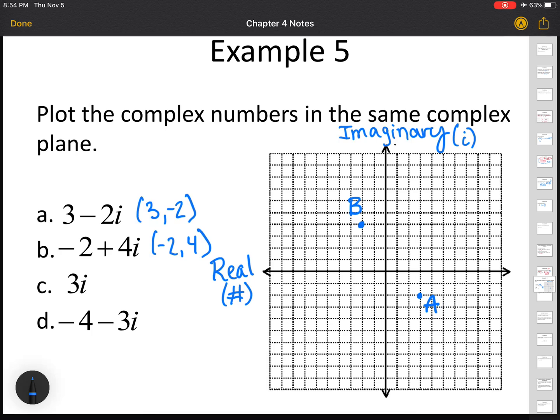C, though, I don't have any real part. I'm going to start at the origin 0 and go up 3 on the i, or imaginary axis. So that's C. And that was kind of like saying 0, 3. And the last one, negative 4, negative 3. And that is D. Or like saying negative 4, comma, negative 3. So you could plot them all on the same coordinate grid or complex plane, but just know that your imaginary axis is now the y-axis, okay? And the real axis is now your x-axis.